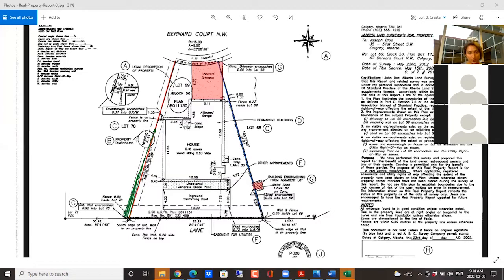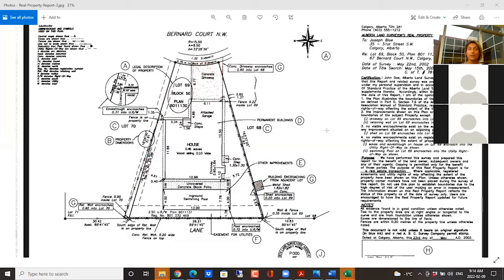And then it also shows us here, eavestroughs are encroaching onto the neighbor's property. So an encroachment will be anything that is built or placed on the neighbor's property, even if it's an overhang. So in this case, eavestroughs are a little bit onto the neighbor's property. So that is also an encroachment. So that's what the real property report will show us.